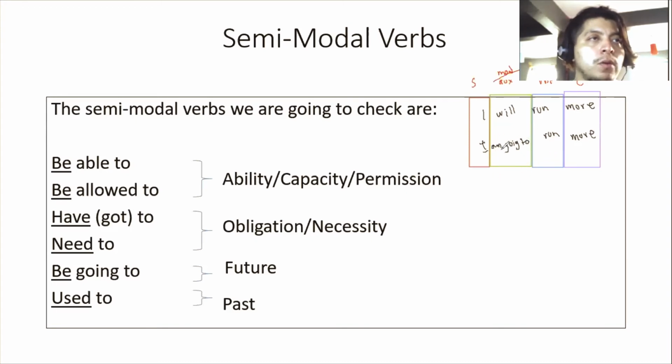This is super important. Why? Because if you want to make a negative, this takes the negative. I am not going to run more. If you want to make a question, this is the one that you change. Am I going to run more? So you use both of them, and they both mean future. Both of them are pretty similar.